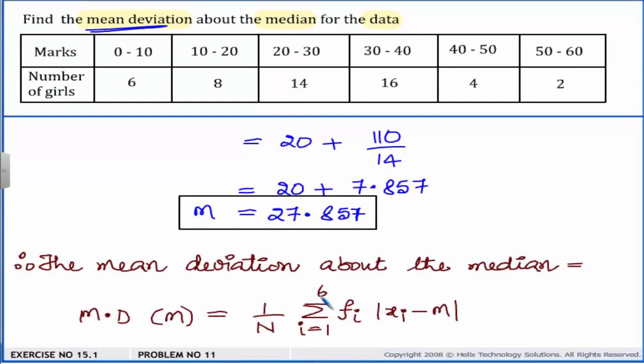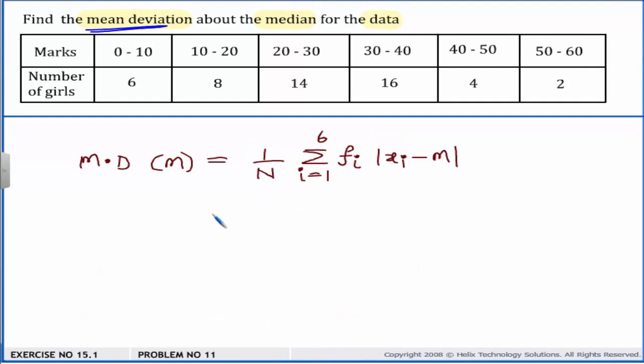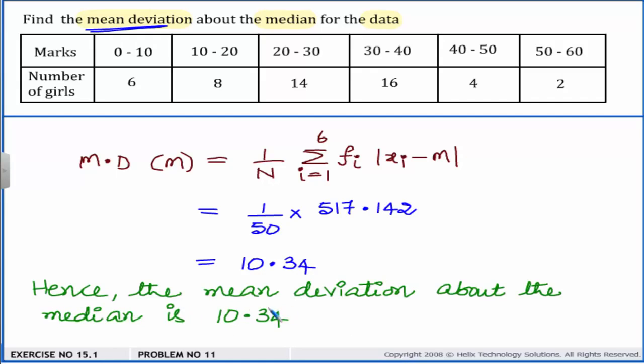Now, on substituting the values in this, we will be getting 1 by 50 into 517.142. So on simplifying this, you will be getting 10.34. Hence, the mean deviation about the median is 10.34. So this completes the solution.